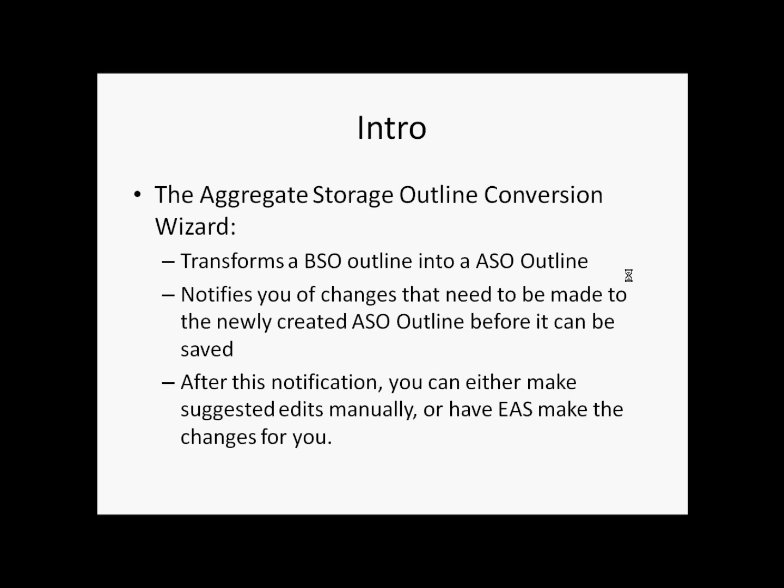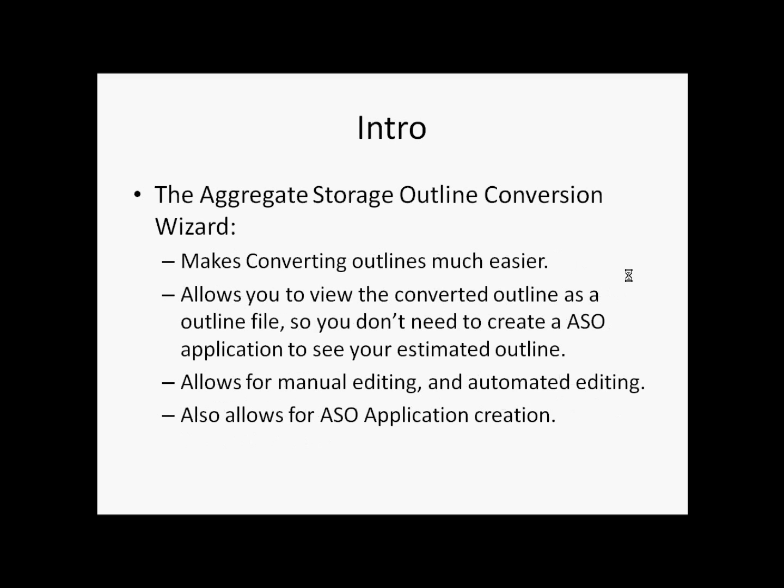So the aggregate storage outline conversion wizard transforms a block storage option outline into an aggregate storage option outline, and notifies you of changes that need to be made to the newly created aggregate storage outline before it can be saved. After this notification, you can either make suggested edits manually or have the Essbase Administration Services make the changes for you. This makes converting outlines much easier, allows you to view the converted outline as an outline file, so you don't need to create an ASO application to see your estimated outline, allows for manual editing and automated editing, and also allows for aggregate storage option application creation.